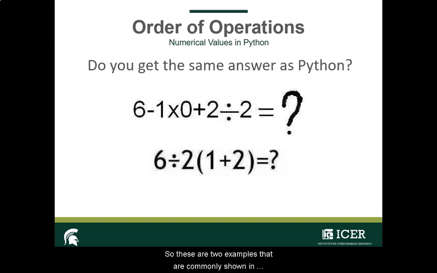So these are two examples that are commonly shown in social media, and people argue over what the correct answer is. So I put them here to give you an opportunity to test how well you know your order of operations. I recommend you pause the video. I recommend you calculate the answer for these two by hand. Then type them into Python and see if your answer matches Python. And see how well you know your order of operations.